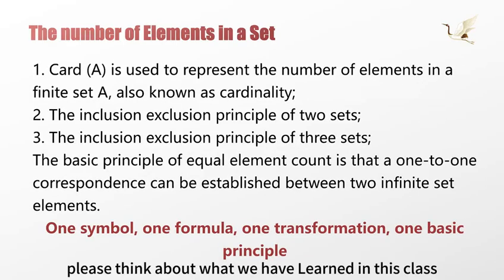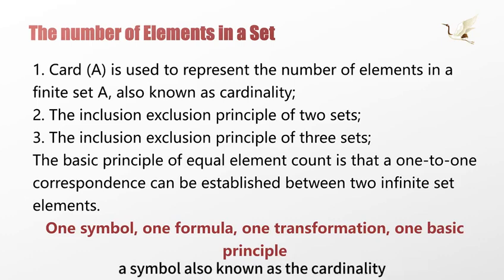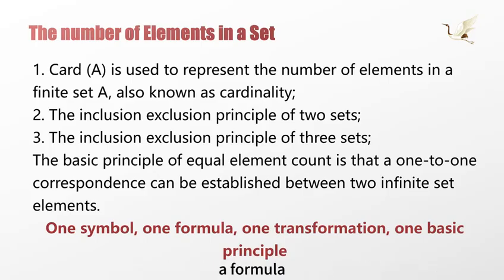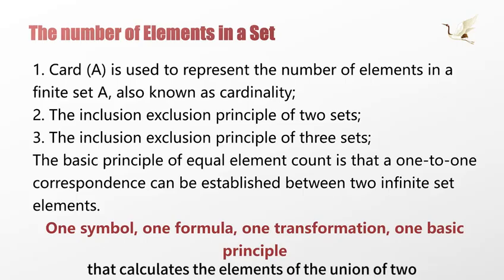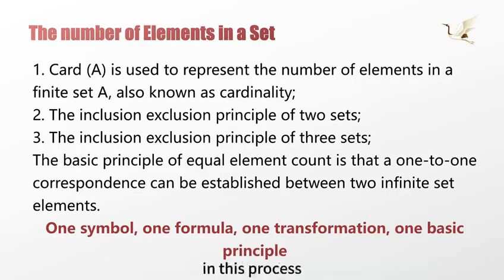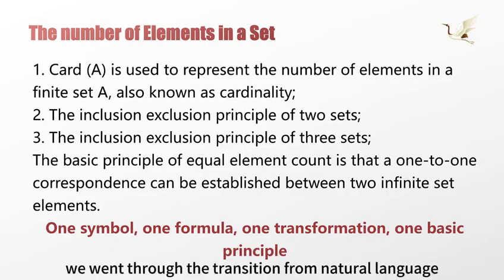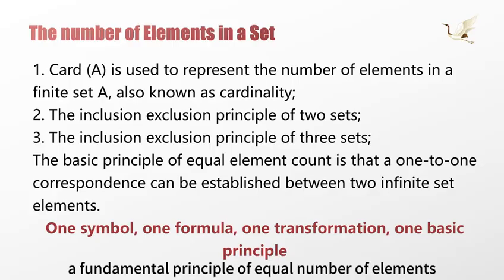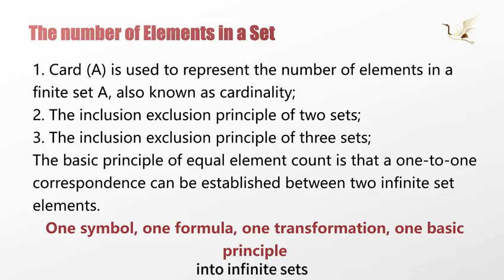Finally, please think about what we have learned in this class. Let's review together. A symbol, also known as the cardinality, represents the number of elements in a finite set A, denoted as card A, a formula that calculates the elements of the union of two finite sets and extends it to the form of three sets. In this process, we went through the transition from natural language and symbolic language to graphic language. Finally, we explored together a fundamental principle of equal number of elements in infinite sets.